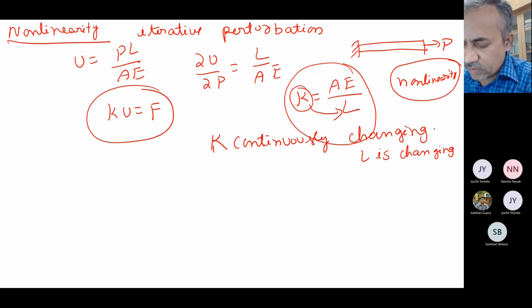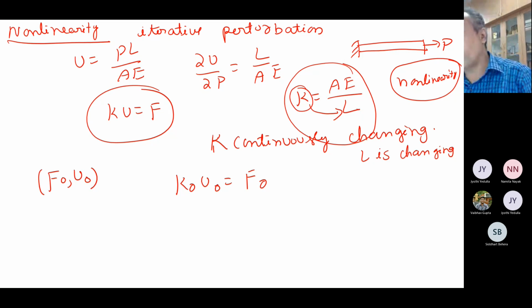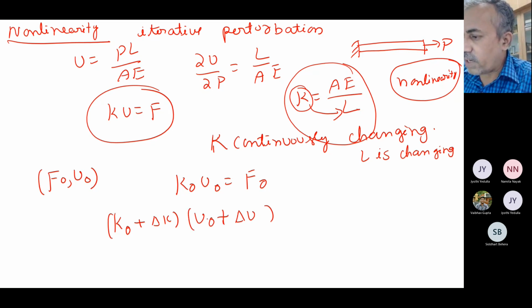So here is the methodology you followed, right? Now we use this for combination. The F naught and U naught are the unperturbed position, so we say K naught U naught is equal to F naught, and then we write in terms of a perturbation equation, because stiffness is changing, U is changing, F is changing. So the equation becomes K naught plus delta K, times U naught plus delta U, is equal to F naught plus delta F actual. This is the original equation, basically.